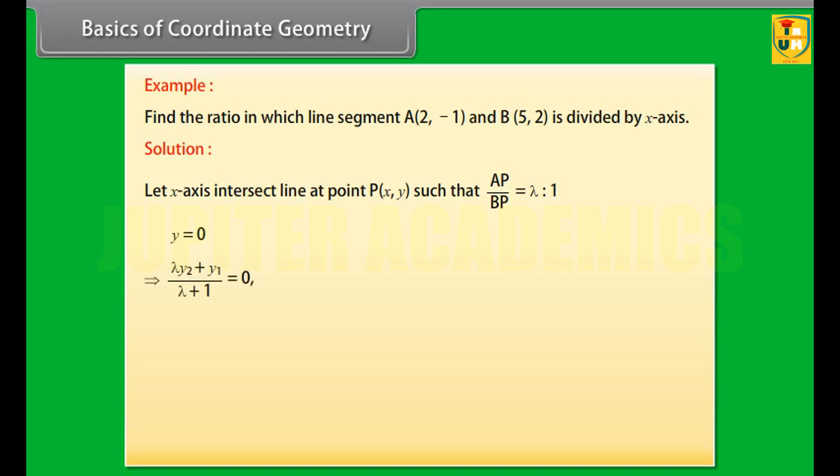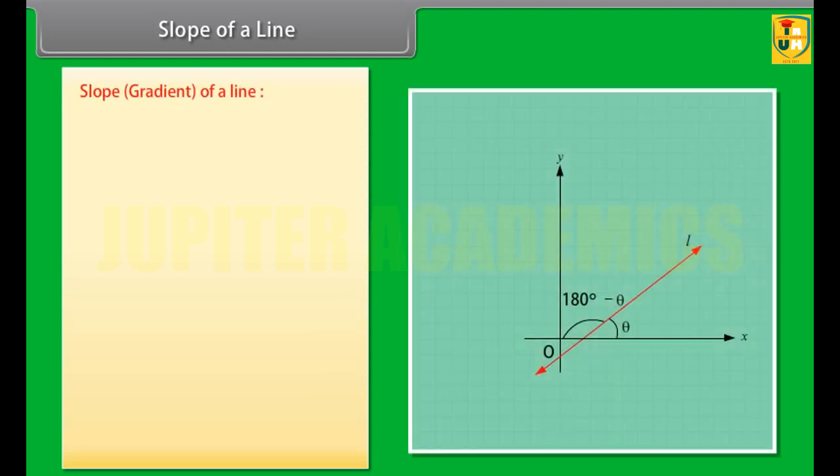It implies (lambda y2 plus y1) divided by (lambda plus 1) is equal to 0. It implies (2 lambda plus minus 1) by (lambda plus 1) is equal to 0. It implies lambda is equal to 1 by 2. It implies AP by BP is equal to 1 by 2, that is, 1 is to 2. Slope of a line.